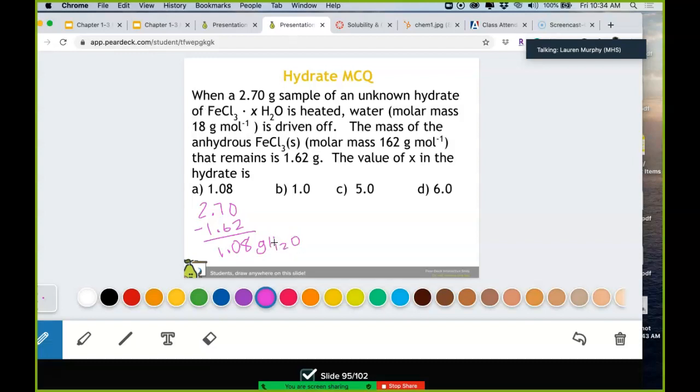Okay, well, how do you figure this out? Well, you turn grams into moles and divide by the least number of moles. So let's see. The salt is 1.62 grams, and they give you the salt's molar mass. It's 162 grams per 1 mole. And then water, 1.08 grams of water, and water's molar mass is 18-ish grams per mole.